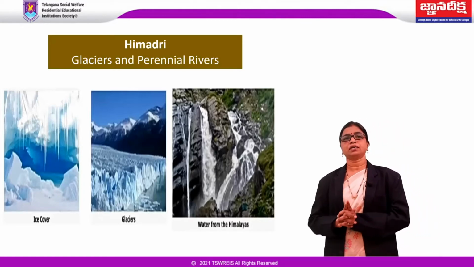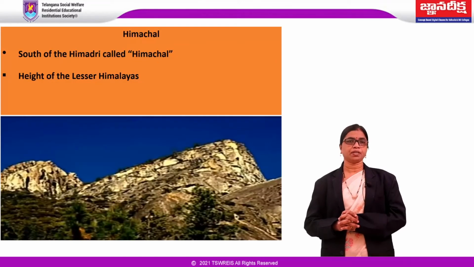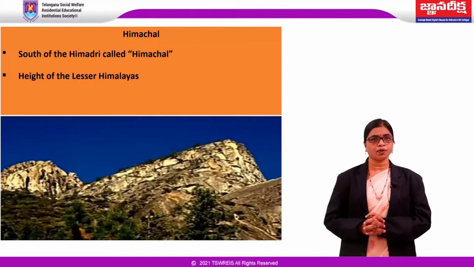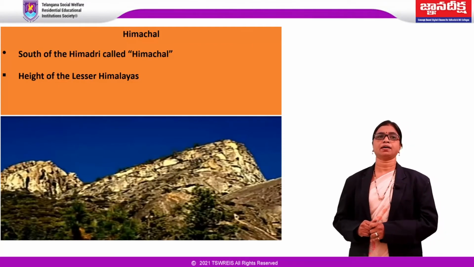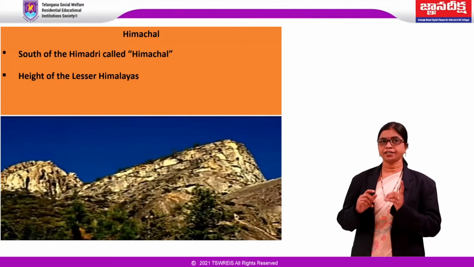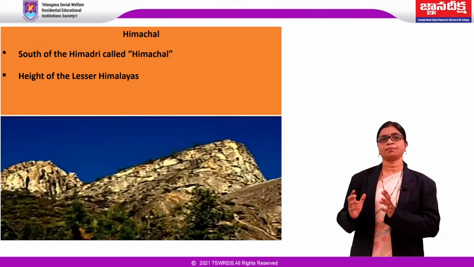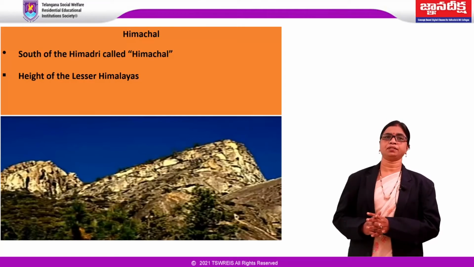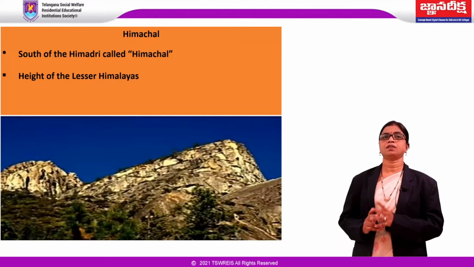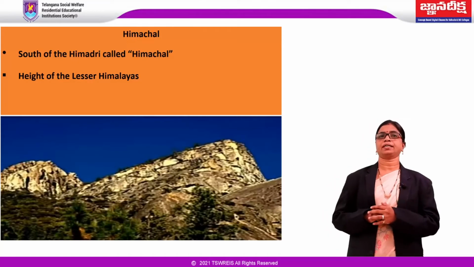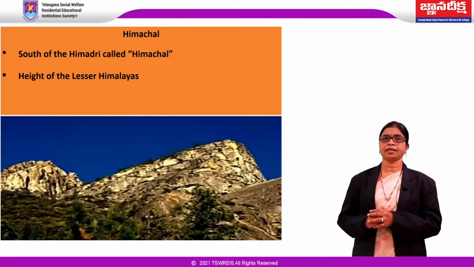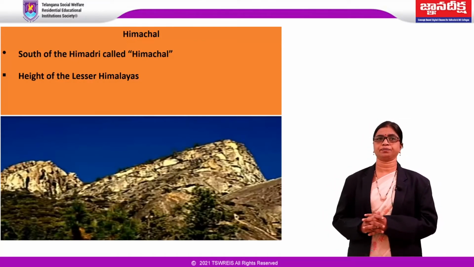Let us now learn about the Himachal. The part of the range which is found south of the Himadri is called the Lesser Himalayas or Himachal. The height of these mountains ranges from 3,700 meters to 4,500 meters. These ranges mostly contain compressed rocks and hence have a rugged relief.